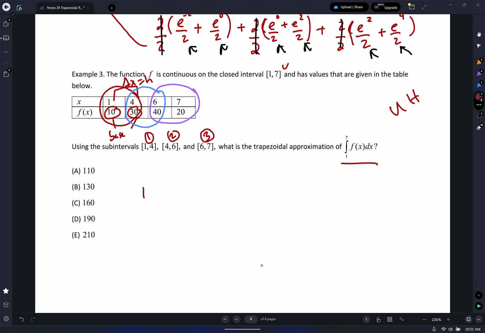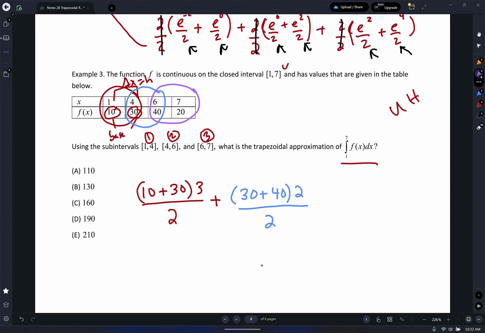Base 1, 10, plus base 2 of the first trapezoid, 30. And I'm going to multiply that sucker by 3. And all this is divided by 2. That's your first trapezoid. Yay or nay? Yay. Here comes my second trapezoid. I'm changing my colors. Base 1. It's the y value because it's the height. It's 30 plus, what's base 2? 40. And then times the height. What's the difference between 4 and 6? 2. And I'm dividing this by 2.